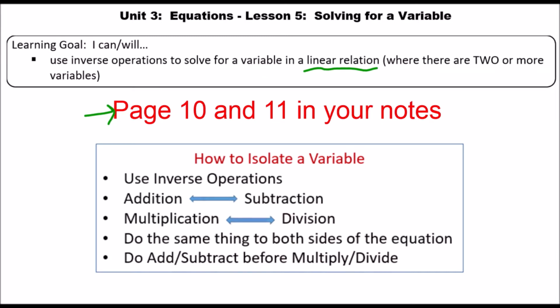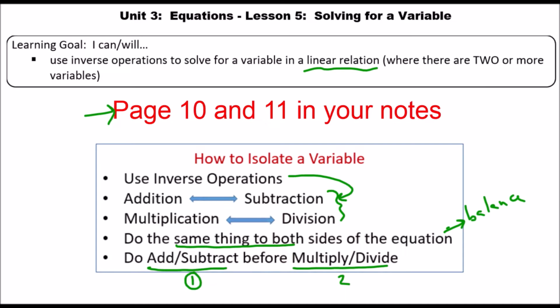First of all, this is in your notes, but how do I isolate for variables? Just to review, we use inverse operations. What does that mean, Mr. Wills? That means if we have some addition, to get rid of it we use subtraction, or if we have subtraction, we use addition to get rid of it. Same thing with multiplication. If we have multiplication like 2x, we use division to get rid of it, so divided by 2. Or if we have division, we get rid of it by multiplying. So inverse operations are these two. Do the same thing on both sides of the equation. What does that mean, Mr. Wills? We're going to balance. And finally, you do add, subtract before you do multiply and divide. So this first, then this second.